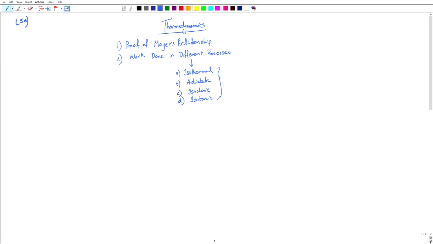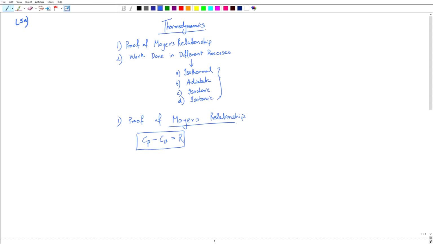So let's begin with the proof of Mayer's relationship. Mayer's relationship, which we have already discussed but whose name I had not taken previously, is Cp minus Cv is equal to R. That is the relation that we need to derive. So the question is, where is it actually coming from and how to relate it.